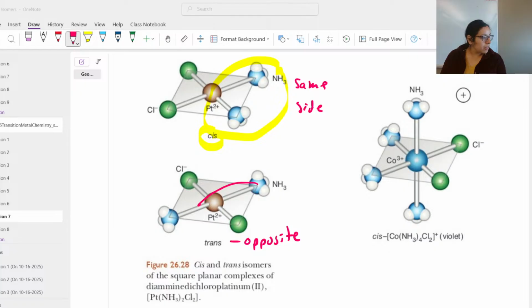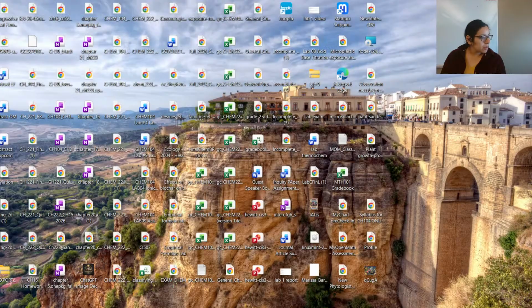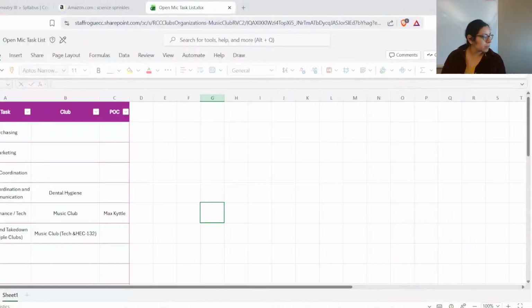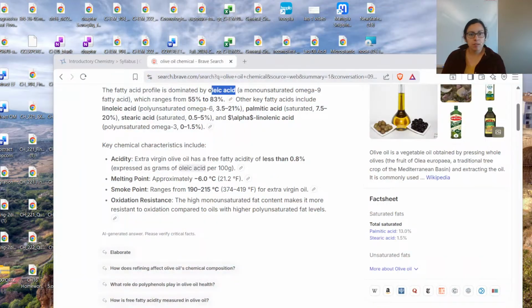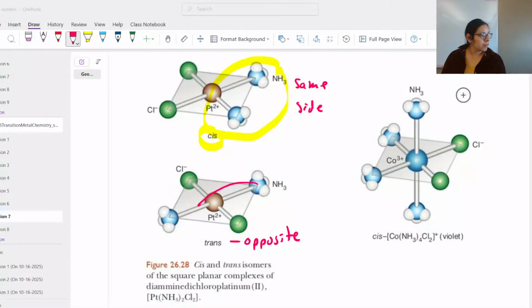One other way that you can tell, now I lost my window. Sorry. Where'd it go? Here it is.